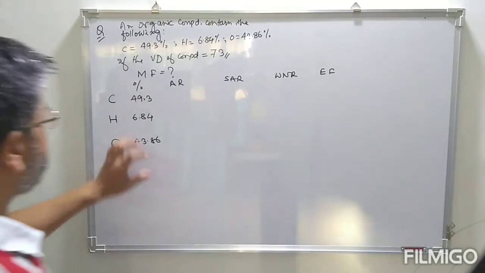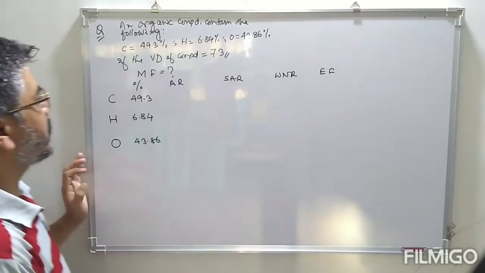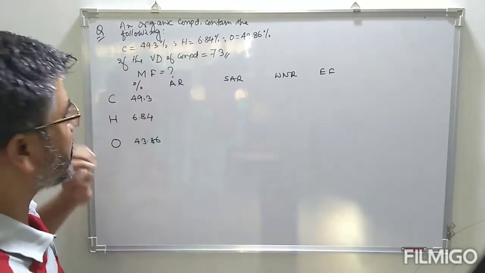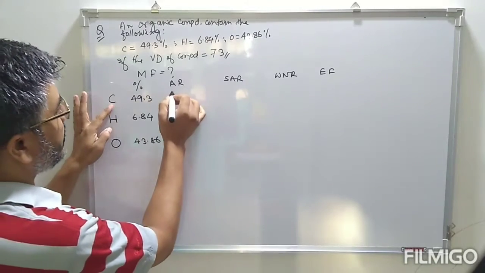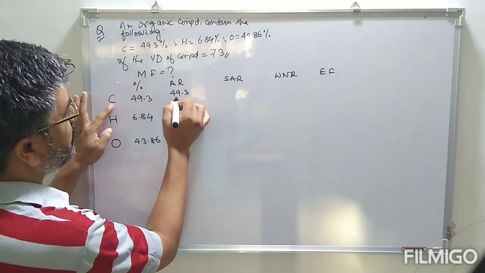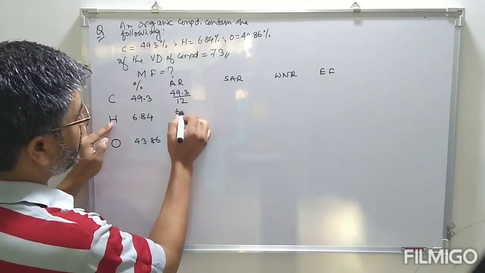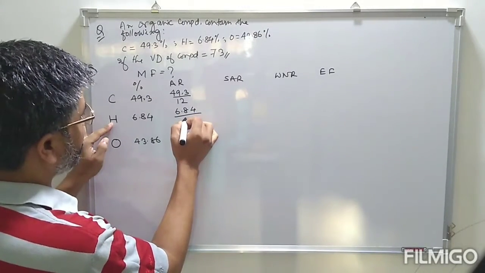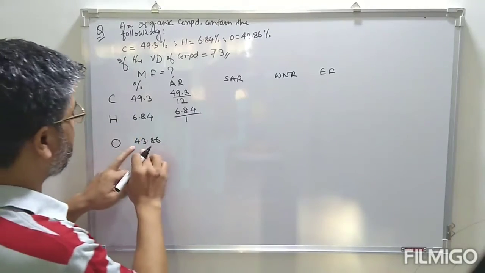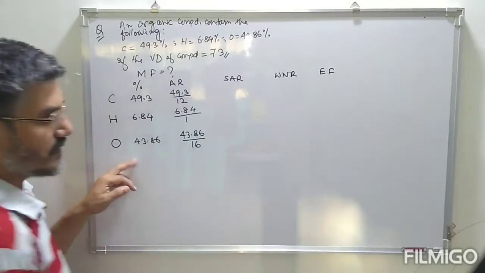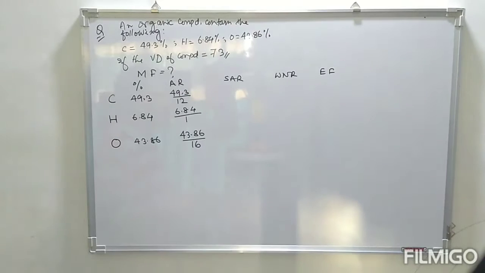So once we have the percentage of the given components, we have to convert this percentage into atomic ratio. So atomic ratio is percentage divided by gram atomic mass. Carbon atomic mass is 12. So we have 49.3 divided by 12. Hydrogen 6.84 divided by 1. Atomic mass of hydrogen is 1. Oxygen 43.86 divided by 16. These are the atomic ratios of carbon, hydrogen and oxygen.